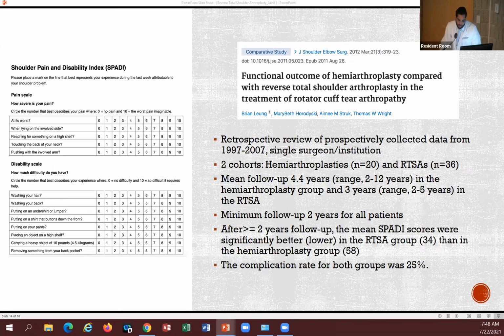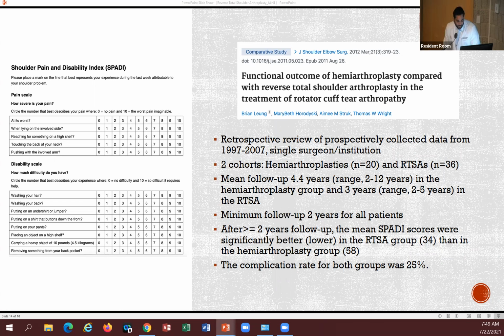again, from 97 to 2007, single surgeon, single institution study, two cohorts, hemiarthroplasties and reverse total shoulder arthroplasties, 20 in the hemi group, 36 in the reverse group. Mean follow-up was 4.4 years. However, each of the patients that was included in the final analysis had to have at least 2 years of minimum follow-up.